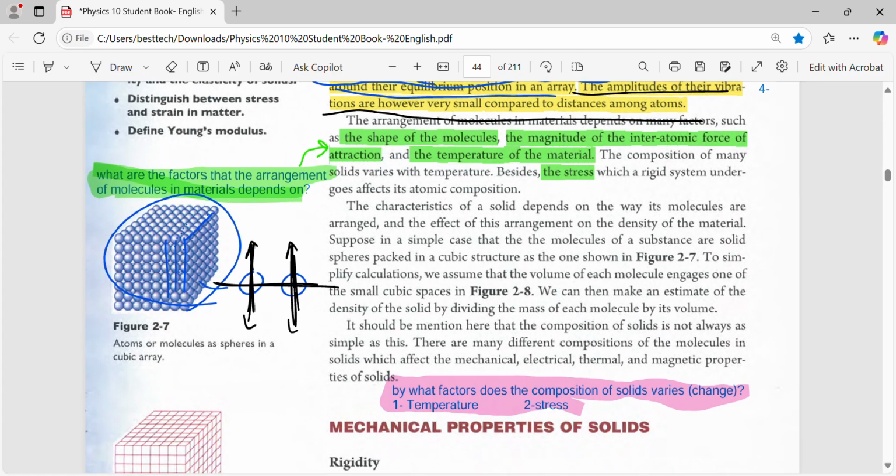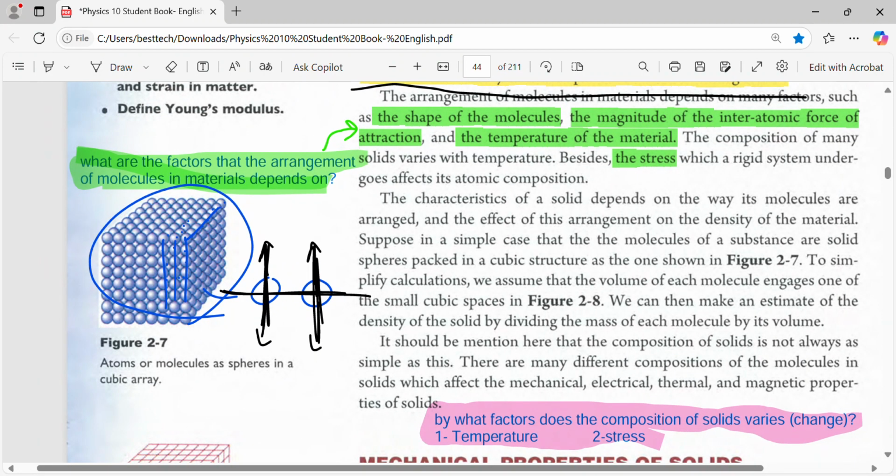Guys, we have the second question: what are the factors that the arrangement of molecules in materials depends on? We have some factors that can affect the structure of the solid. Look, it's so orange, right? So you have some factors that can affect this structure. First, the shape of the molecules. Guys, each shape of molecule has a different structure, so of course the arrangement of the molecules changes depending on the structure of the materials. The second one is the magnitude of the interatomic force of attraction.